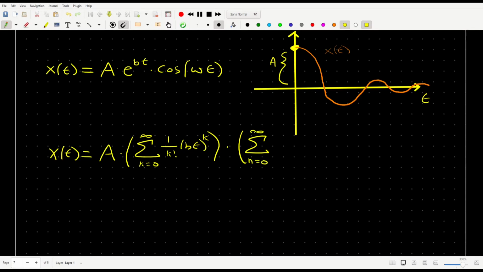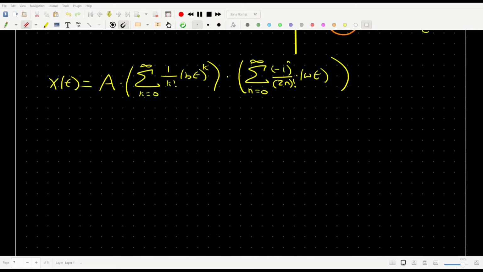the summation of n from 0 to infinity of negative 1 to the n over 2n factorial times omega t to the power 2n.